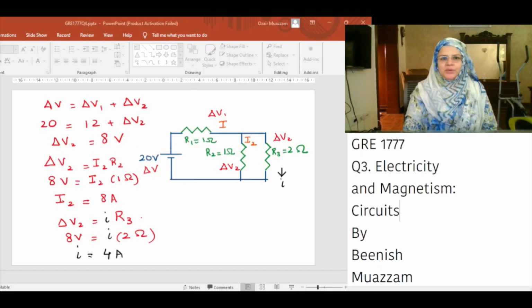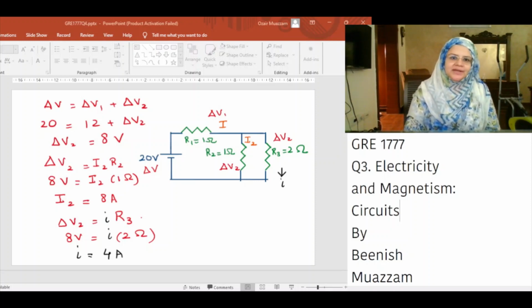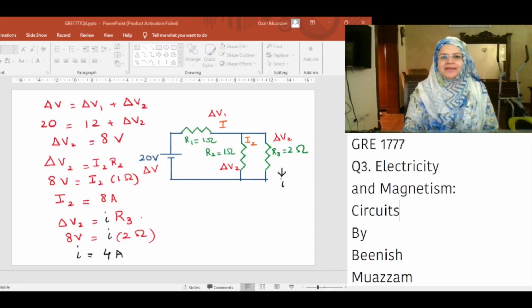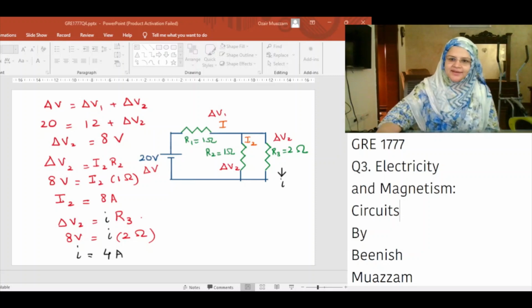Delta V2 is equal to I2 R2. Delta V2 is equal to 8 volt. R2 is equal to 1 ohm. Therefore, I2 is equal to 8 ampere. Delta V2 is equal to small I R3. Delta V2 is equal to 8 volt. R3 is equal to 2 ohm. Therefore, small I is equal to 4 amperes and this is what we needed to find.